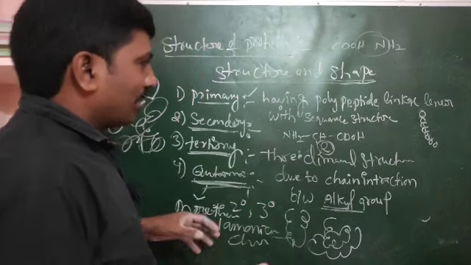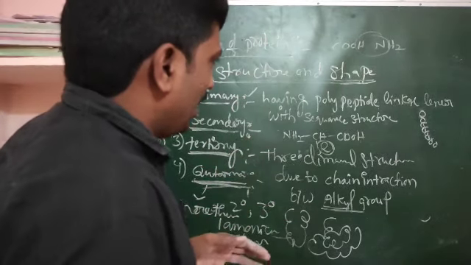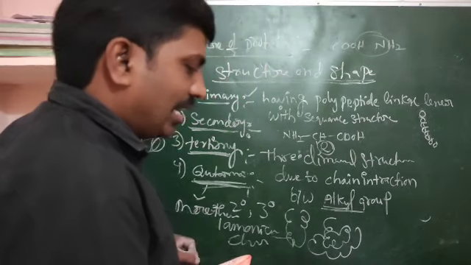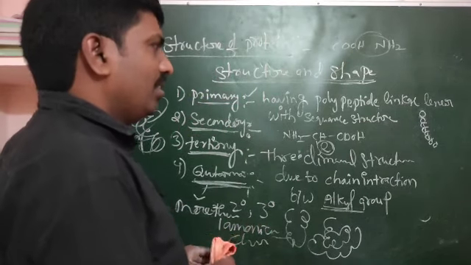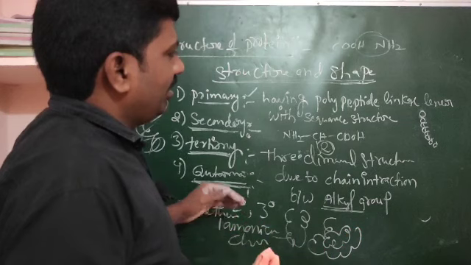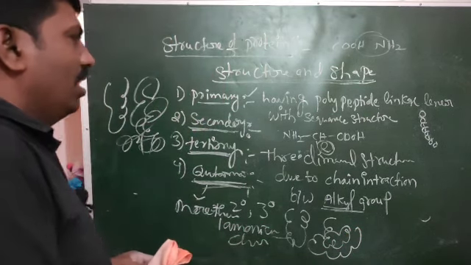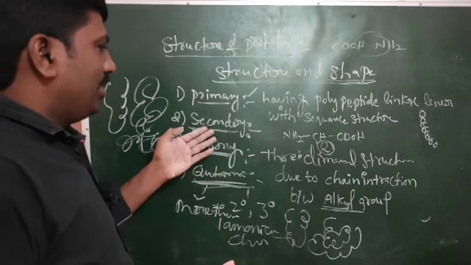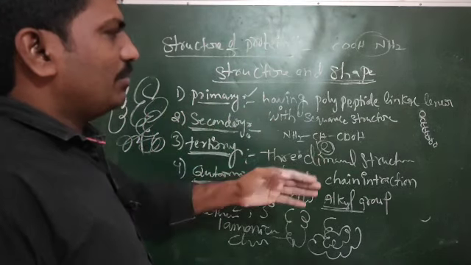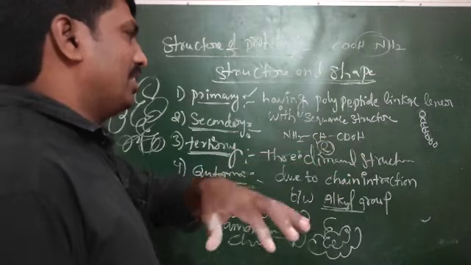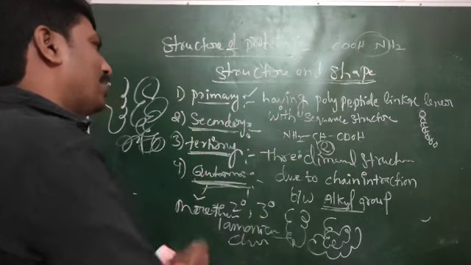It is a round-shaped polymer. Examples are insulin and albumin. Albumin and insulin are soluble in water. Okay, next, structure-based types: primary, secondary, tertiary. Primary has polypeptide linkage, linear with one sequence. One sequence means that is primary.